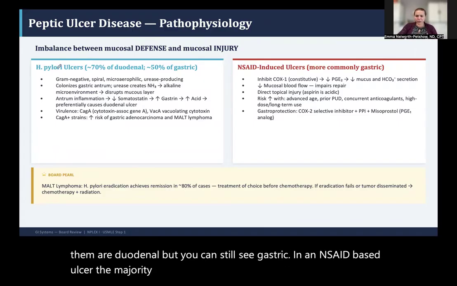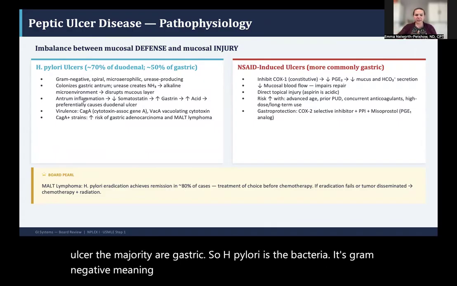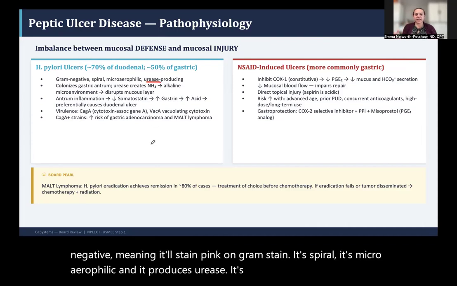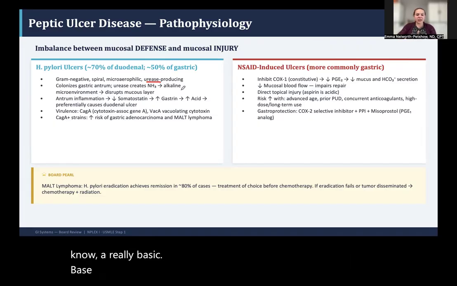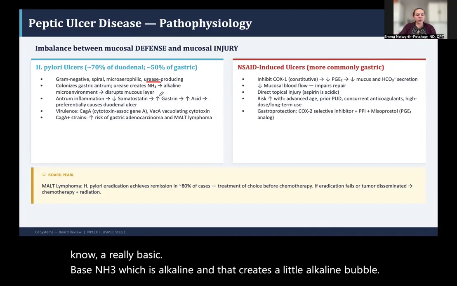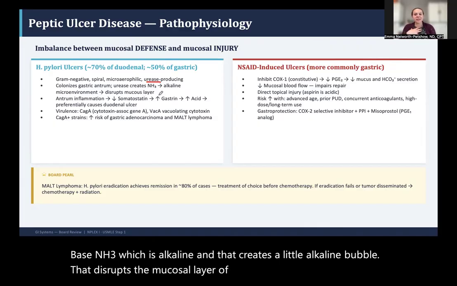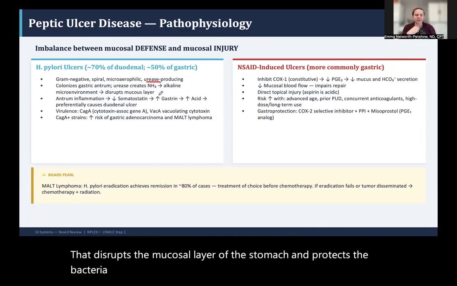So H. pylori is a bacteria. It's gram-negative, meaning it'll stain pink on gram stain. It's spiral, it's microaerophilic, and it produces urease. It's able to colonize and live in the gastric antrum area of the stomach, and urease creates a really basic base, NH3, which is alkaline, and that creates a little alkaline bubble that disrupts the mucosal layer of the stomach and protects the bacteria from the acidity of the stomach. So it's almost like creating a force field around it.